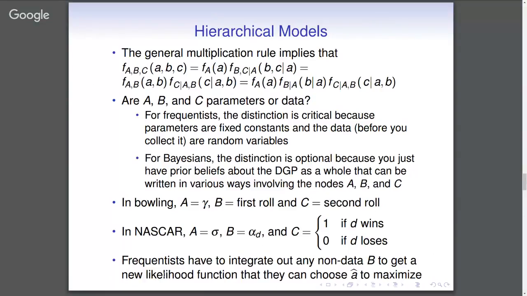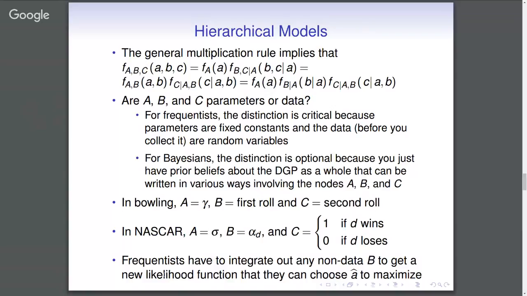And so we saw several instances of this. In the case of bowling, A could be that gamma parameter that governs the shape of the probabilities that come out of those Fibonacci type functions. B could be what happens on the first roll. C could be what happens on the second roll, given what happens on the first roll. And this gamma thing captures your skill as a bowler, or differentiates the skill among really good bowlers. With the homework assignment we did on car racing, A could be sigma, which is the standard deviation of the intercepts across drivers.